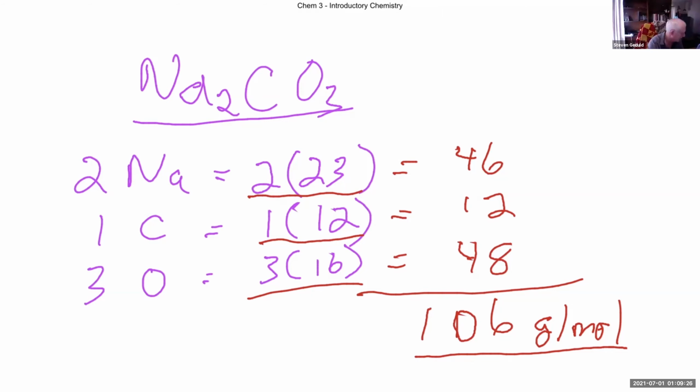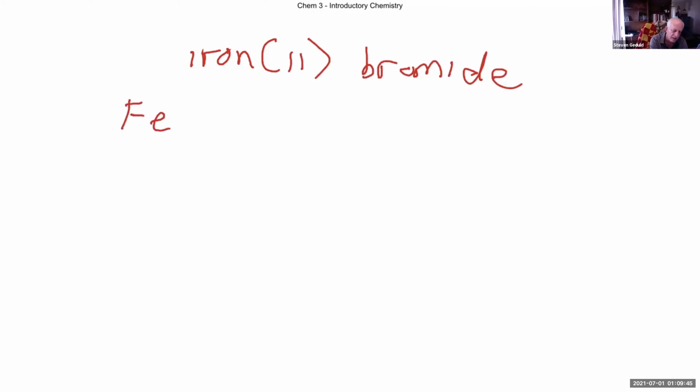Let's do another one. Let's do iron 2 bromide, which is in the book here. So first you have the formula of iron, and that's +2, bromide is -1. So the formula is FeBr2. So you have to convert the English into chemistry. And then we have 1 iron, and we have 2 bromides. Iron weighs what?